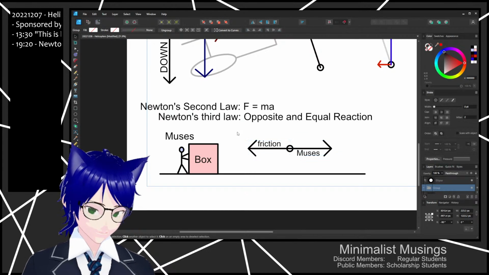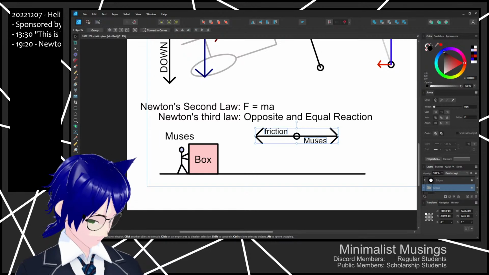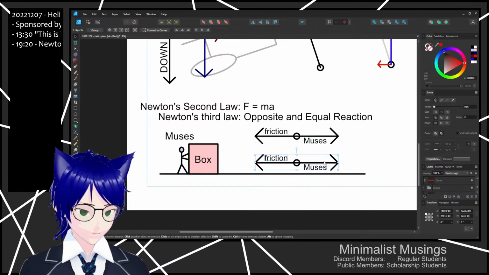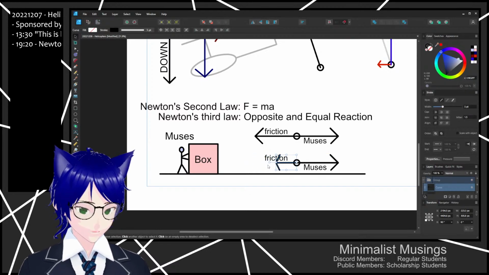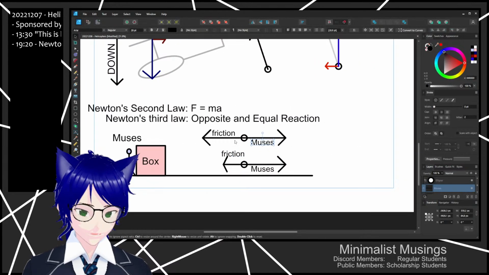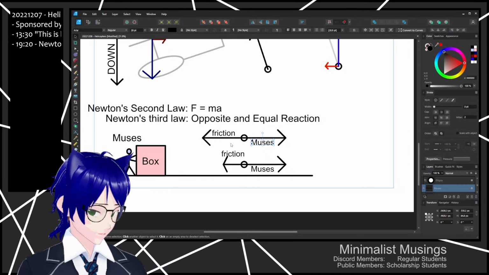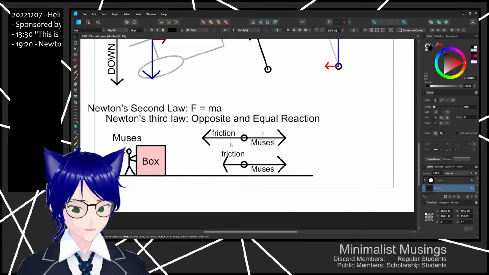I think that's fairly self-explanatory. This here. Let's reduce the force of friction a little bit. Yes, exactly. The force backwards is not the force of the box on me.